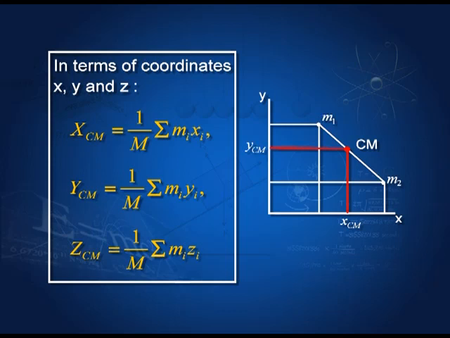Let us take an example. m1, m2 are shown here, and the center of mass is also shown. The x coordinate of the center of mass, xCM, is given by 1 by M sigma mi xi, that is m1 x1 plus m2 x2 and so on, and yCM is 1 by M sigma mi yi, and zCM is 1 by M sigma mi zi. So, these are the x, y and z coordinates of the center of mass.